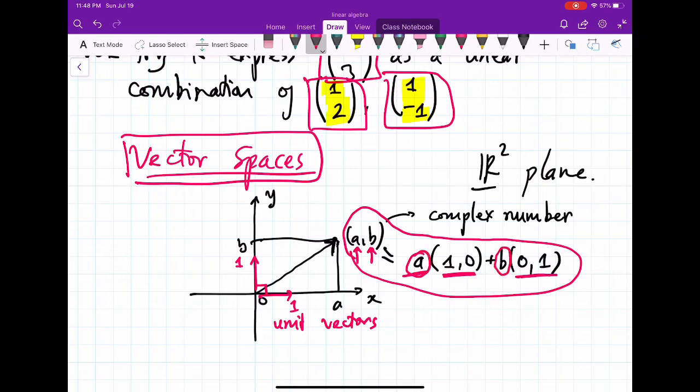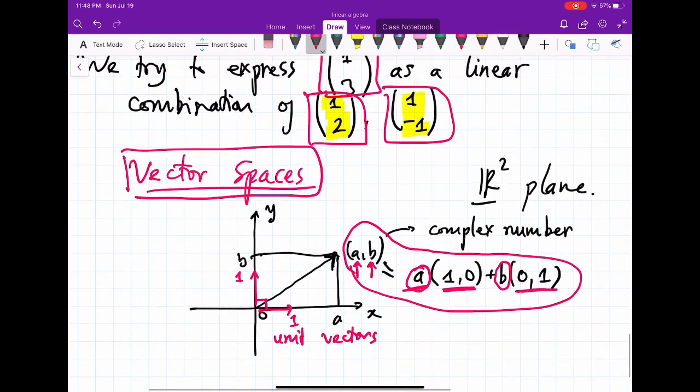So if you have a vector, you try to express that vector as a linear combination of these two vectors, which are perpendicular and have length equal to 1. Okay, so it's very good.